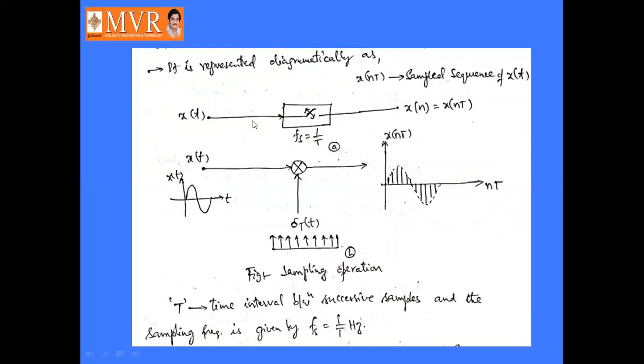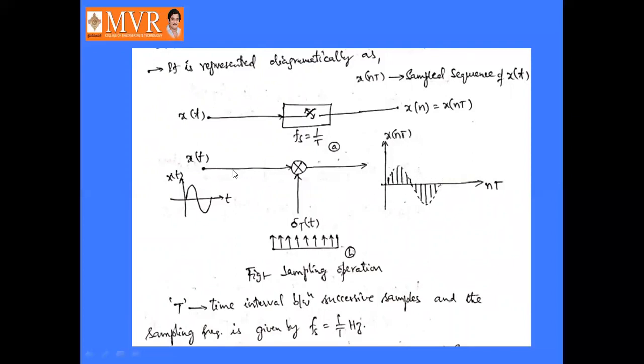This is x of t given to the system having the frequency f of s equal to 1 by T. If it is on, then we will get x of n equal to x of nT. This is a multiplier. So x of t is the input signal. x of nT is nothing but the sample sequence of x of t. It will be represented like this.